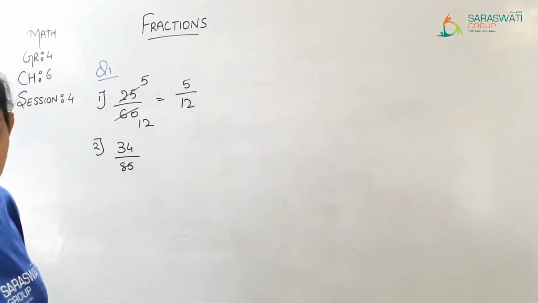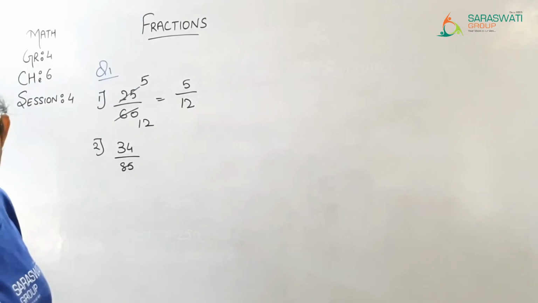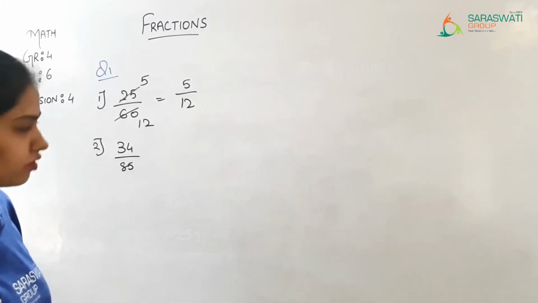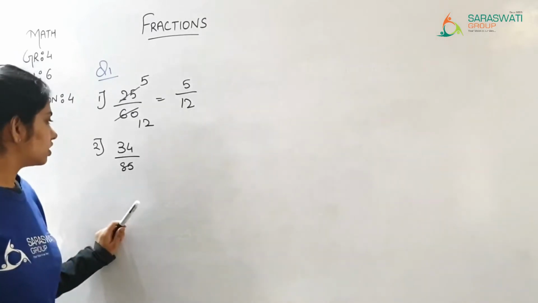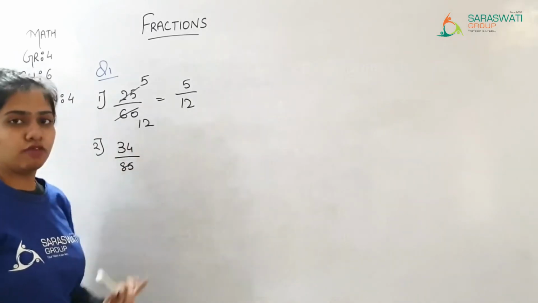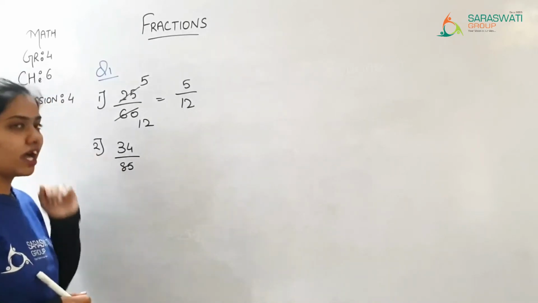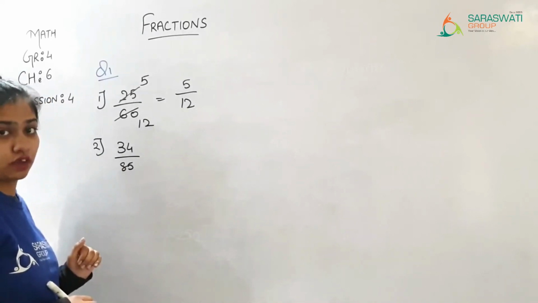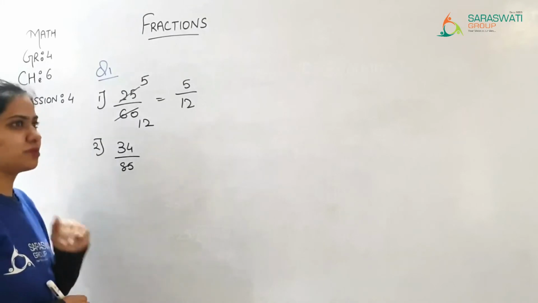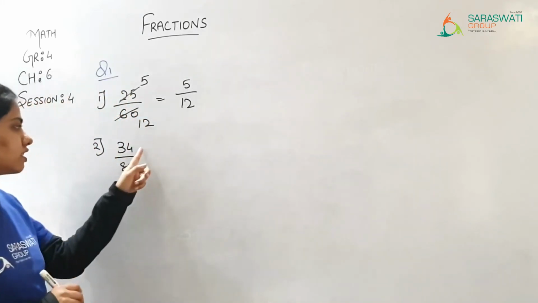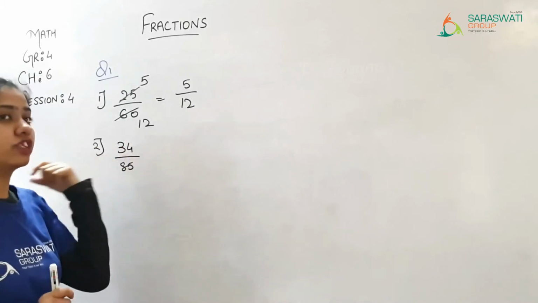34/85. Now you have to simplify this number. 34/85. So first, if you are confused about which number this will divide by, what you are supposed to do? Just write the factors, or else try to divide this number by 2 or 3.